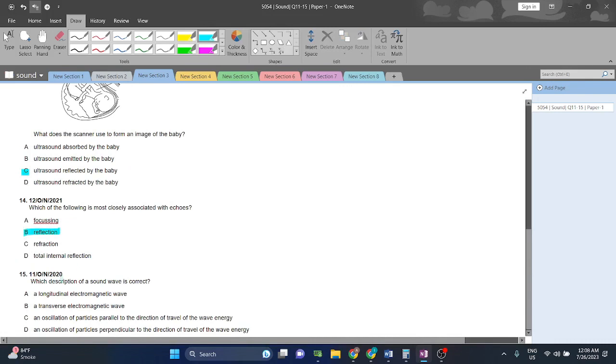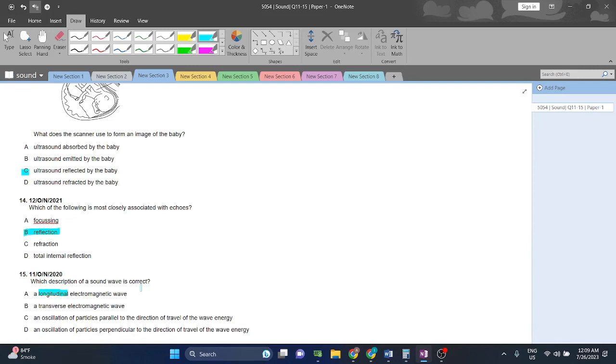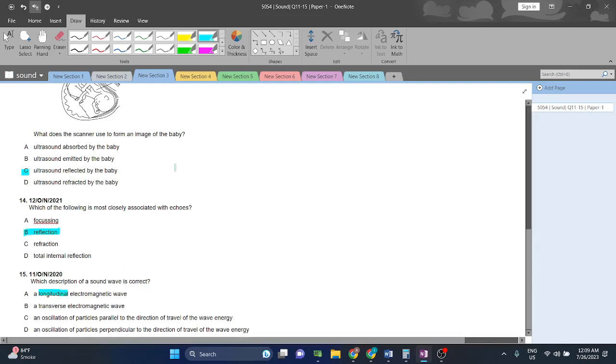Question 15. Which description of a sound wave is correct? First off, a sound wave is a longitudinal wave, because the particles of a longitudinal wave travel parallel to the direction of the energy propagation. Now let's read the options. A longitudinal electromagnetic wave: sound wave is not electromagnetic, and electromagnetic waves are transverse waves. A sound wave is neither a transverse wave nor an electromagnetic wave.